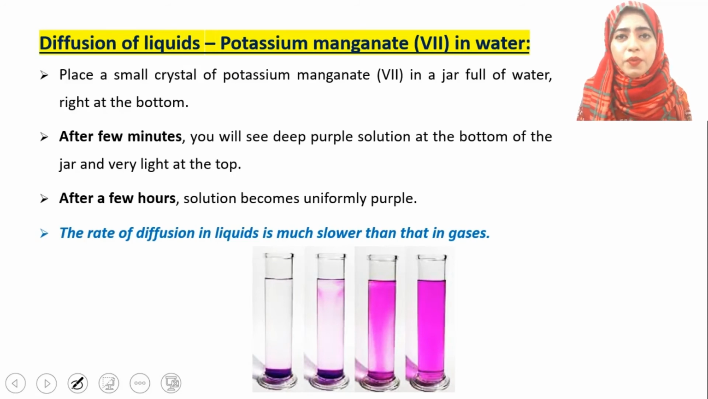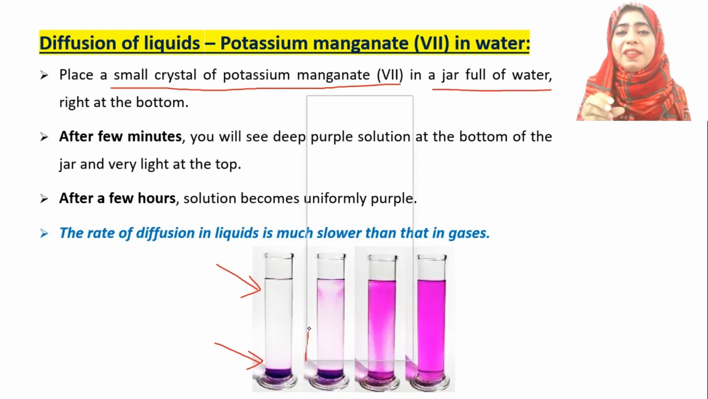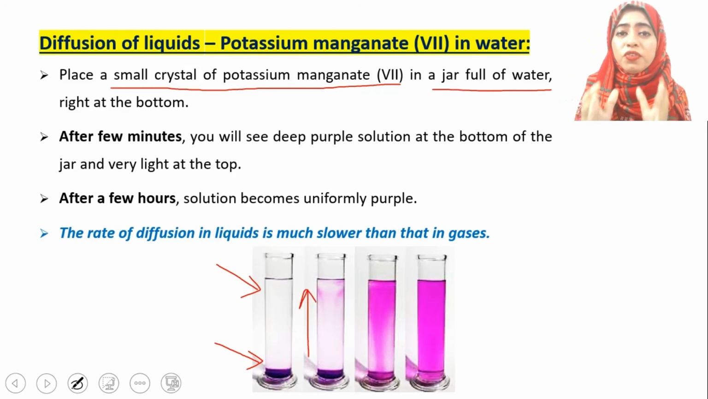Diffusion can also happen in liquids. We can explain diffusion in liquids with a very simple experiment. Take a jar full of water. Place a small crystal of potassium manganate(VII) at the bottom of the jar. At the start, you will see a deep purple solution only at the bottom. After a few minutes, you will see the deep purple solution start moving towards the top. And if you see the jar after a few hours, the solution will become uniformly purple because of diffusion.